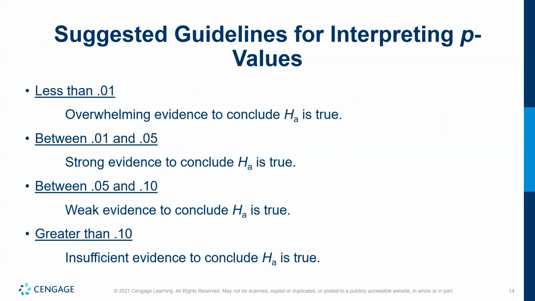So here's what they say. Suggested guidelines on interpreting p-values: less than 0.01, overwhelming evidence to conclude that something is, well, I don't like this because we're really going to compare it against a test amount, but between 0.01 and 0.05, strong evidence is true, 0.05 and 0.1, weak evidence, and greater than 0.1, insufficient evidence.